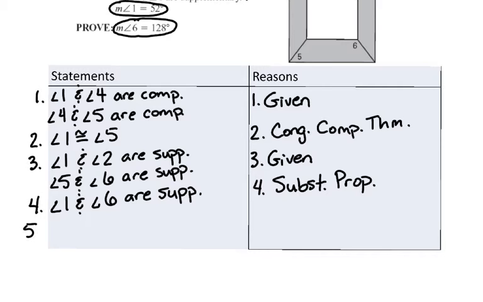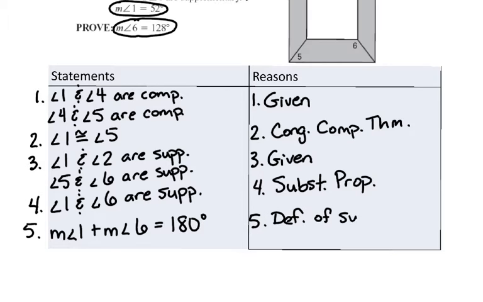Now, for step 5, I can say if angle 1 and 6 are supplementary, then the measurement of angle 1 plus the measurement of angle 6 equals 180 degrees. And that is the definition of supplementary angles.